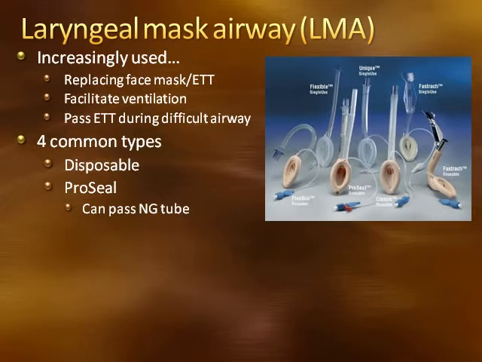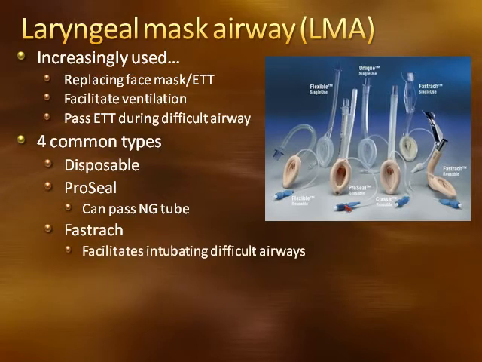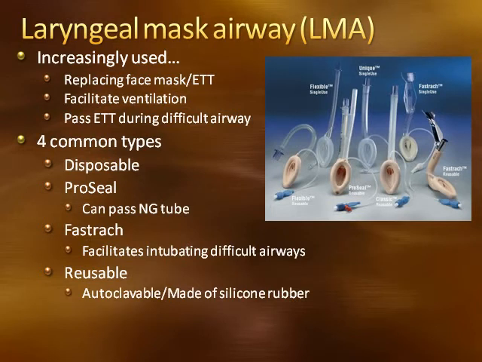A second posterior cuff and deeper bowl were designed to improve the seal around the larynx. It also includes a reinforced airway tube that is narrower than that of the traditional LMA and an integrated bite block. The Fast Track LMA facilitates intubating patients with difficult airways. The reusable LMA, which is autoclavable, is made of silicone rubber, which is latex-free and is available in many sizes.